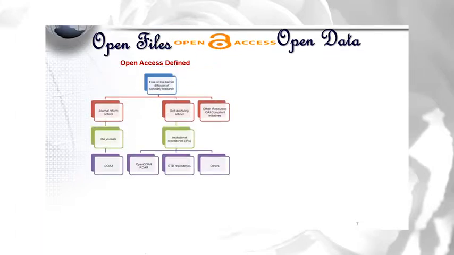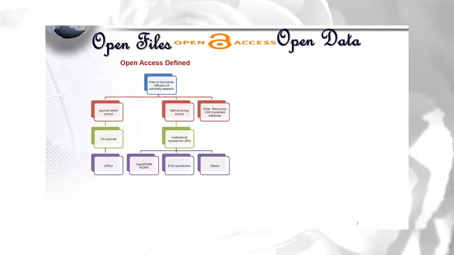Now, when we talk about open access, what is this open access? There could be open files, there could be open data, but the premise is that they are stringently peer reviewed resources available in the public domain. When we talk about open files, we are talking about open access resources.